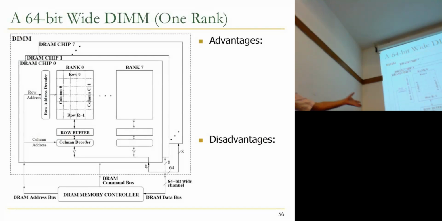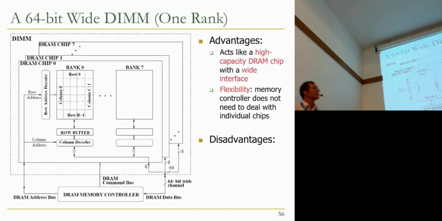So even this is a trade-off that people have made, because you're actually reading large amounts of data, a cache block, for example, 64 bytes. You want to increase the interface. The advantage is now you get higher capacity and wide interface at the same time, right? Because you put everything in a DIMM. Also, the memory controller doesn't need to deal with individual chips now. It can deal with multiple chips together to get a lot of data. Otherwise, it would have to deal with individual chips to get different pieces of data.